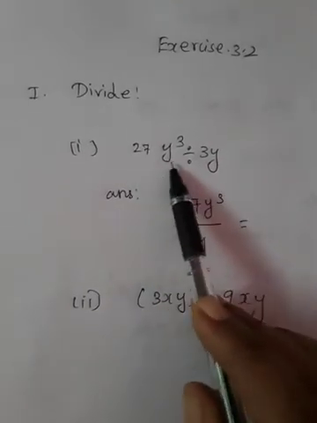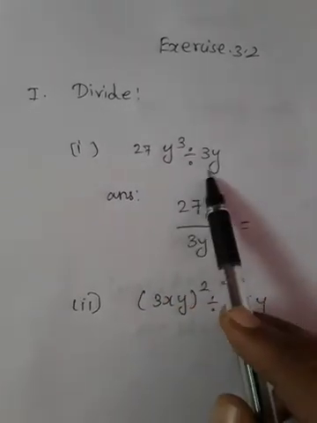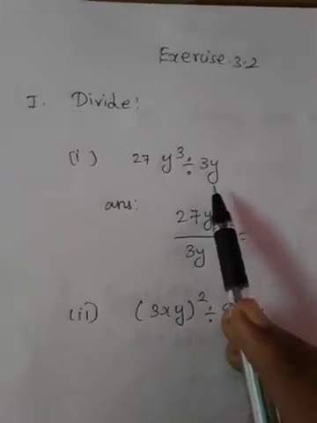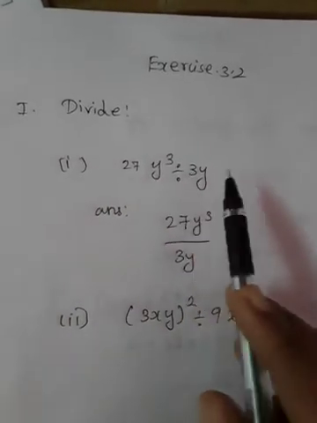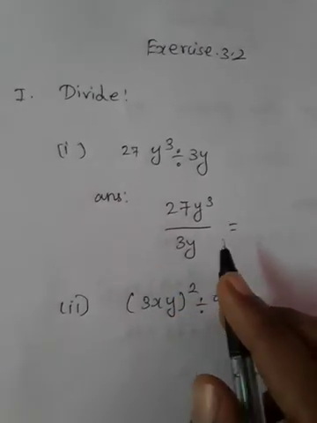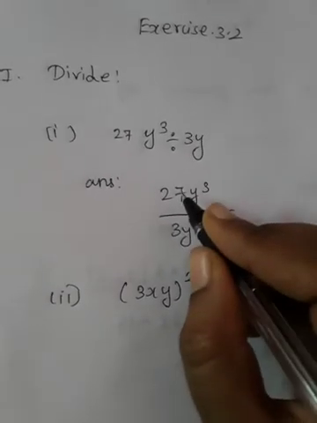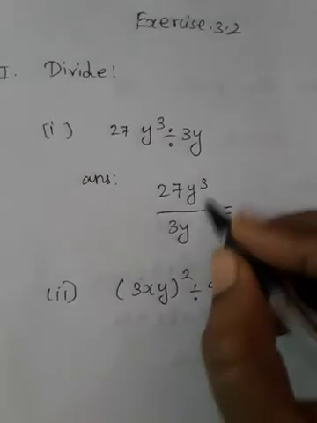Okay, this is only one term, so it is a monomial, and this one also contains only one term, so this is also a monomial. So I will show how to divide monomial and monomial. Division formation can be written like this. Already you know that, yes? So this is very easy. You can cancel. Instead of dividing step by step, we can do the cancel.